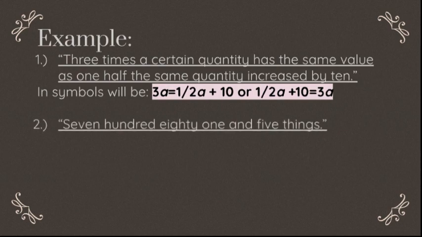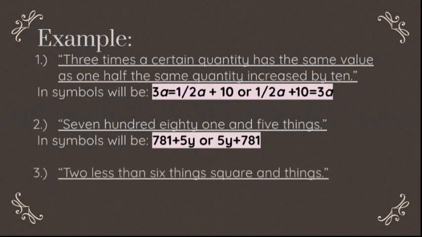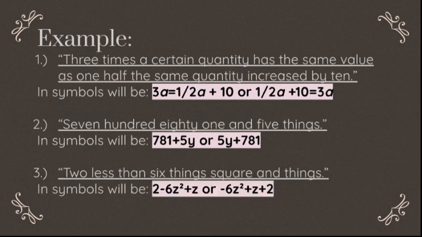Next, example number 2, 781 and 5 things. In symbols will be 781 plus 5y, or 5y plus 781. Example number 3, 2 less than 6 things square and things. In symbols will be 2 minus 6z squared plus z, or negative 6z squared plus z plus 2.